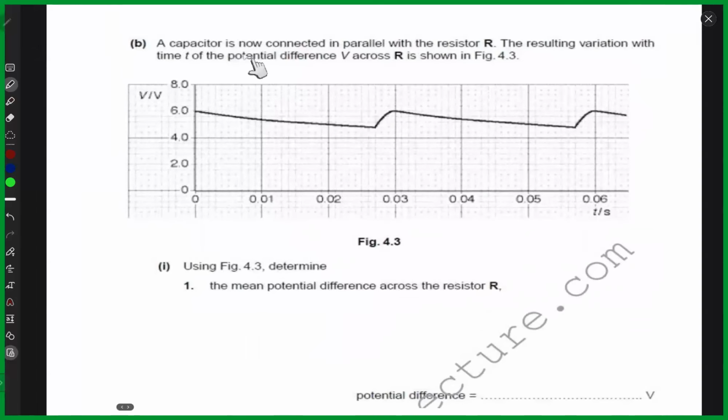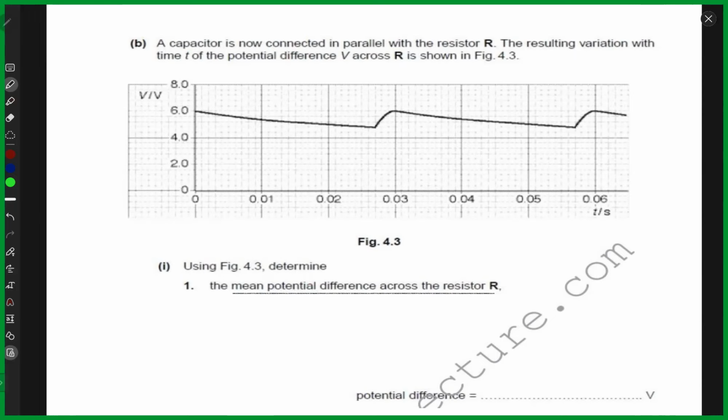Now, a capacitor is connected in parallel with resistor R. The resulting variation with time t of the potential difference V across R is also shown. So here you can see that smoothing has been done, right? They have already said that the capacitor is connected. This is the output you would expect for a capacitor connected in a circuit where rectification is happening. Use this figure to determine the mean potential difference across resistor R.